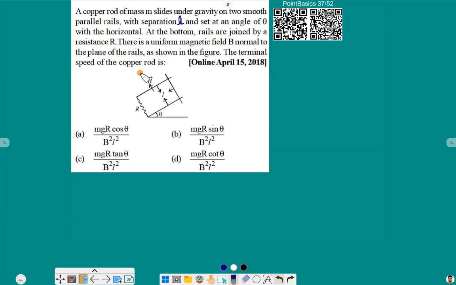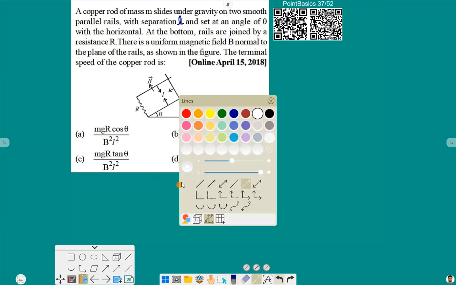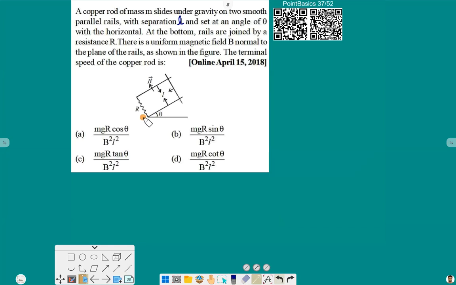So the magnetic field is something like this, or we can say the magnetic field will be like this, and if we calculate the angles, this is theta and this is 90, so this is 90 plus theta, so it will be 180 minus 90 minus theta, or 90 minus theta. So this angle is 90 minus theta of the magnetic field with the horizontal line.